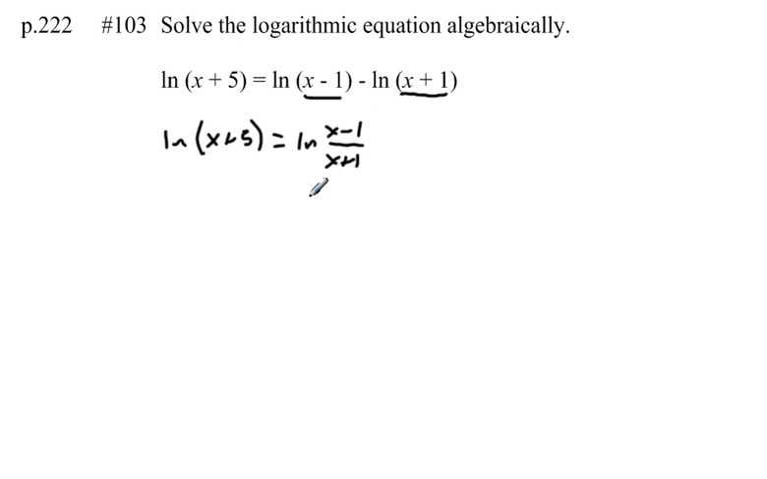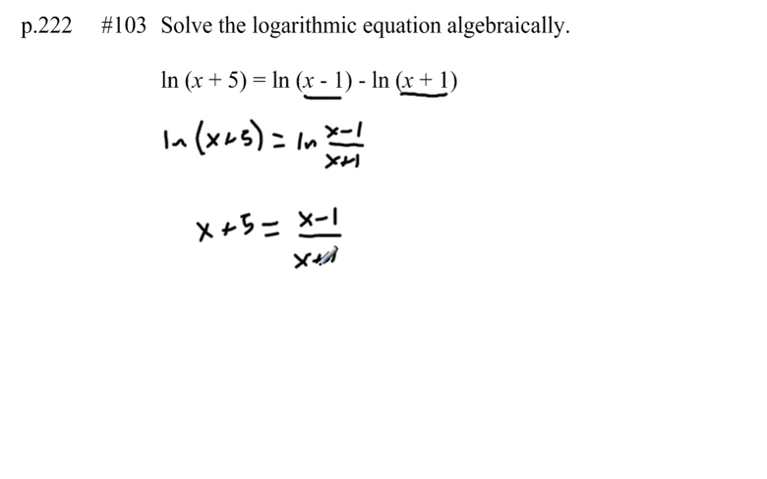Okay, now let's take a look at this. We have the natural log of something equals the natural log of something else. Well, those amounts must be the same. Natural log of this amount equals natural log of this amount. So let's write our equation this way. This first amount, x plus 5, must be equal to this second amount, x minus 1, divided by x plus 1.